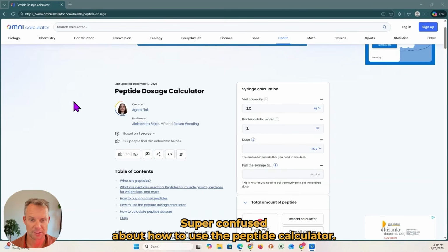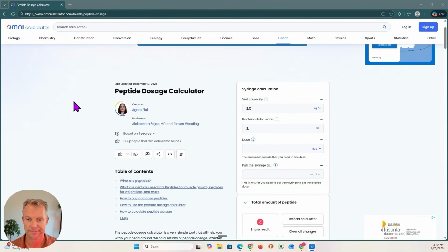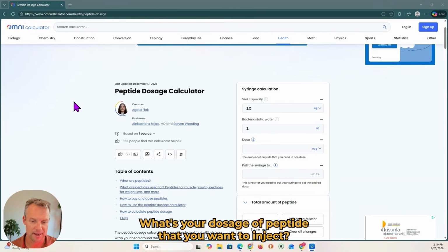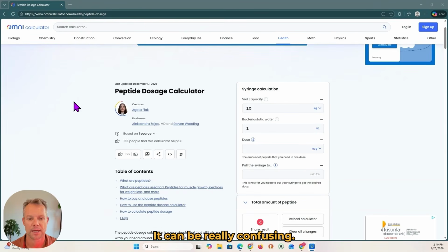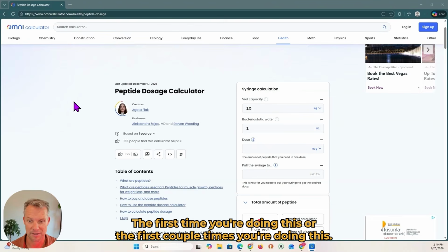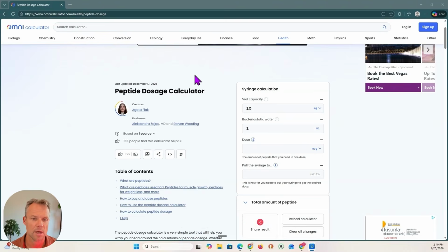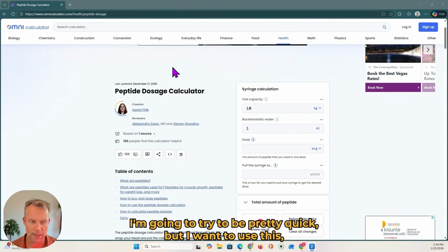Many people are super confused about how to use the peptide calculator, in other words, how much bacteriostatic water are you going to put in? What's your dosage of peptide that you want to inject? It can be really confusing the first time, or the first couple times, you're doing this. I get a lot of questions about this, so I'm going to try to be pretty quick.